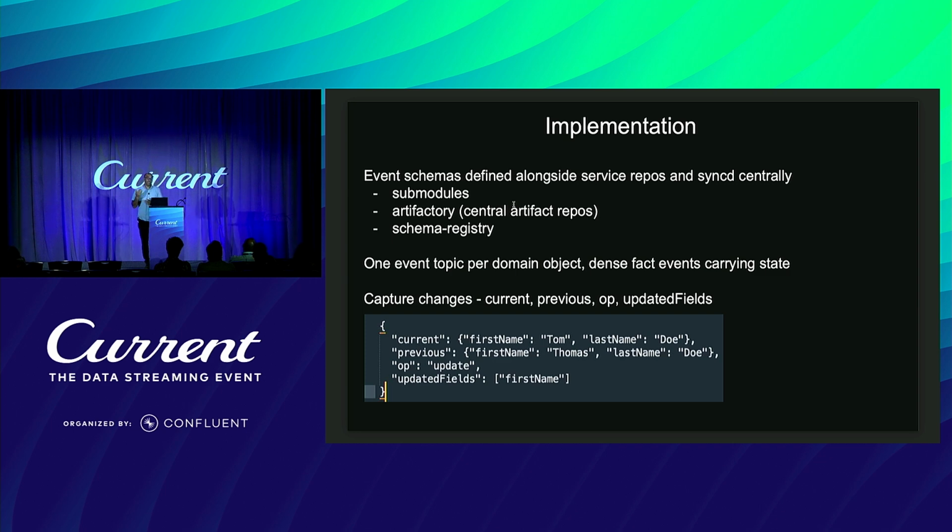Typically use one event topic per domain object, and fact-carrying dense events to expose your data. And we can borrow some of the ideas from change capture about how you can put the current state of the entity, the previous state of the entity, what's changed, so that the consumers of your data are self-sufficient and don't need to do a callback into your service to actually get that data.